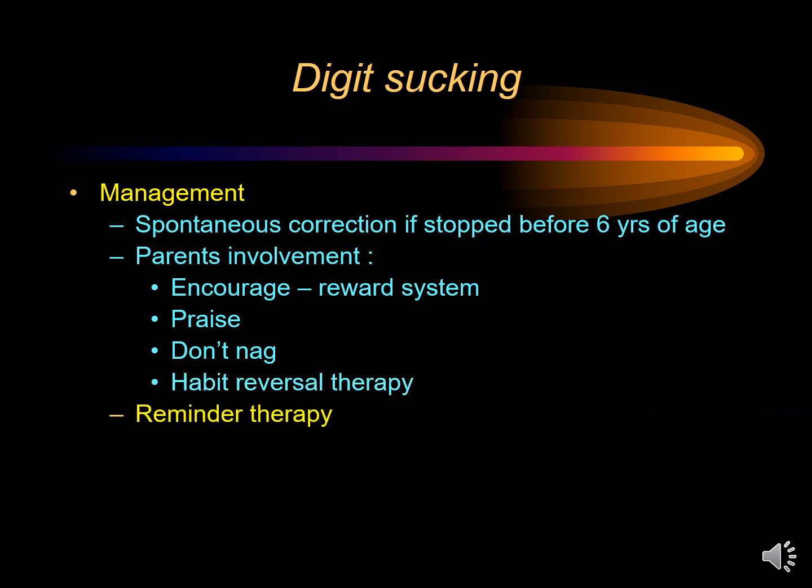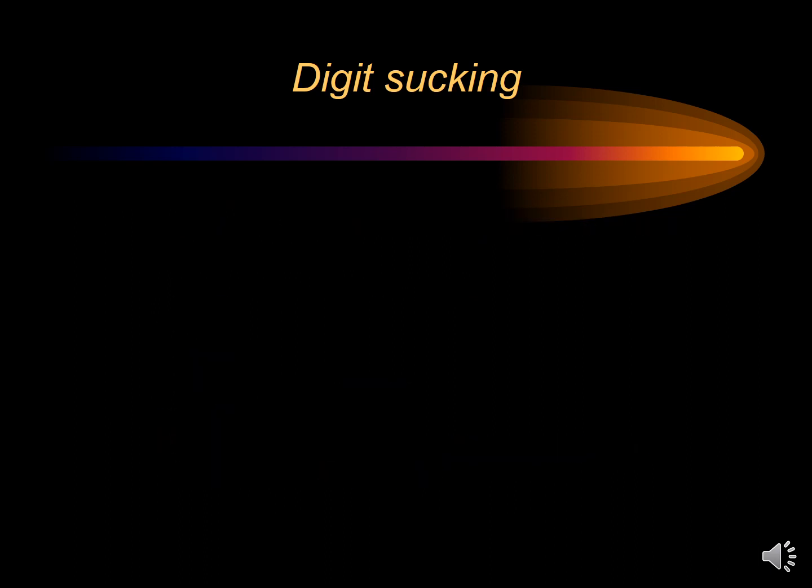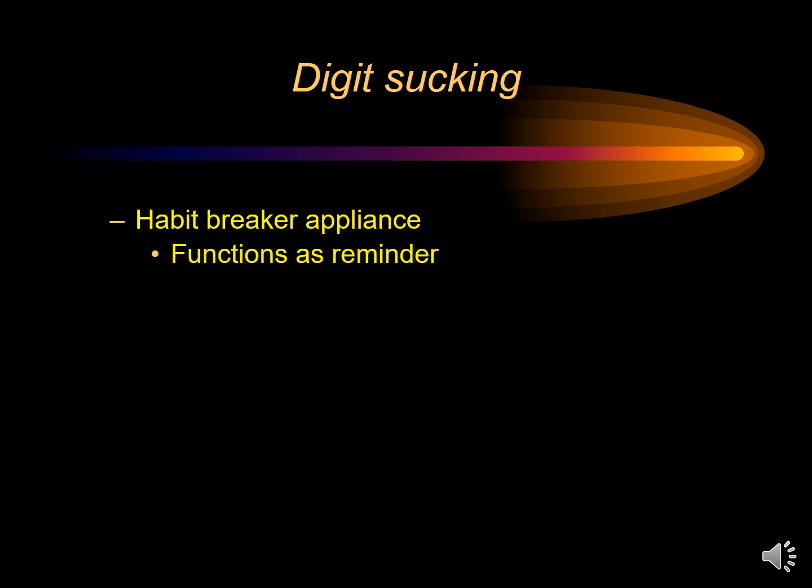The aim of management is to provide a reminder therapy, and this can be done by using a finger bandage, finger paint, boxing gloves, or thermoplastic finger post. Okay, a habit breaker appliance. It's important it functions as a reminder. The child must want to stop the habit for the habit breaker appliance to be effective.